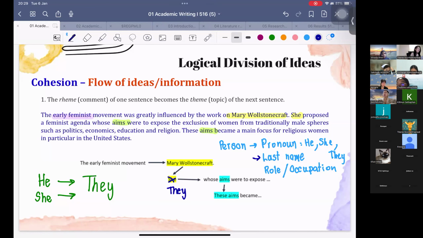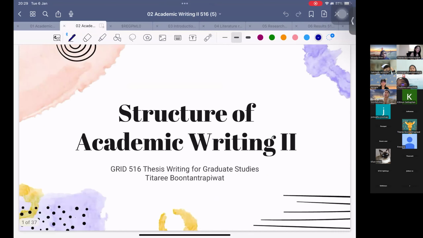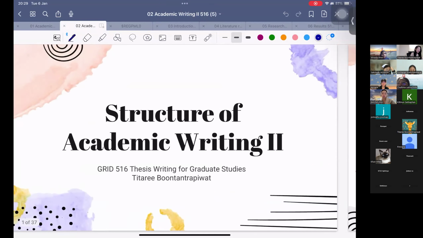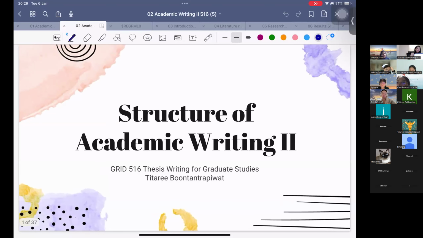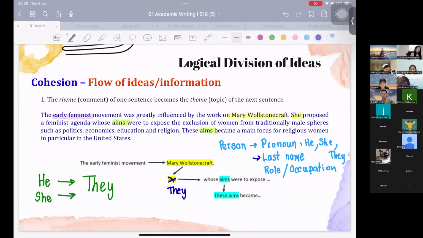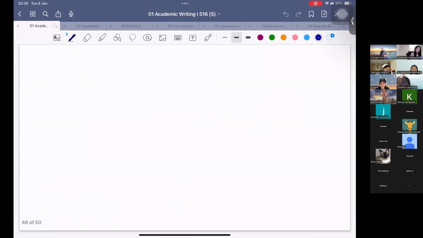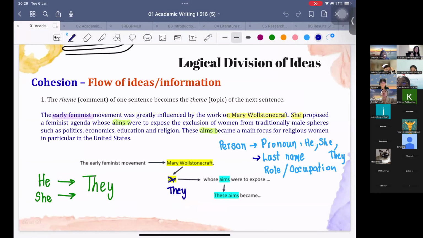Tomorrow I will start by going through the in-class homework first, and I will go through the different types of essay, which is going to be from academic writing too. So don't forget to download the slides from the email as well.